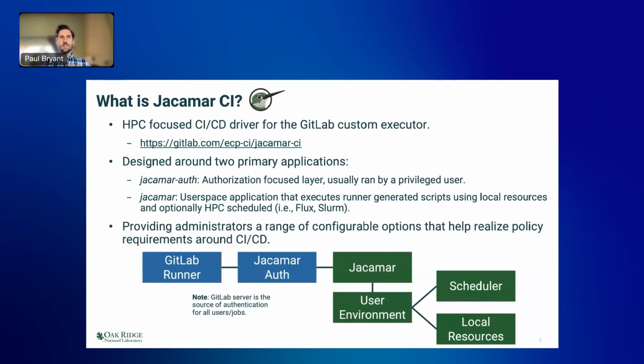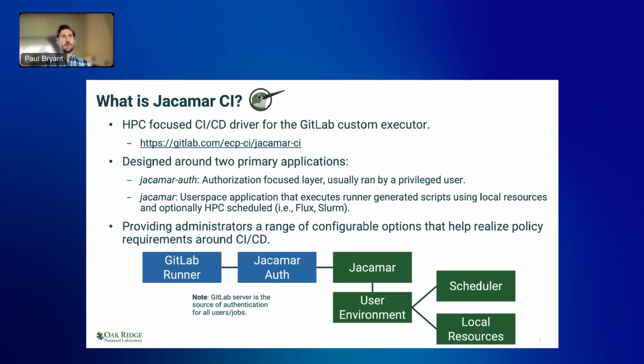So as Alec mentioned, Jacamar CI is this driver for that GitLab custom executor type. As part of that, the GitLab custom executor will generate job context for Jacamar CI. This is like the environment variables. It'll also generate job scripts, and these scripts include things like how source code is cloned, how artifacts are managed, how the cache is managed. And Jacamar takes the responsibility for executing these on a local system, while at the same time enforcing a whole host of configurable rules that the admin of the runner wants to see.